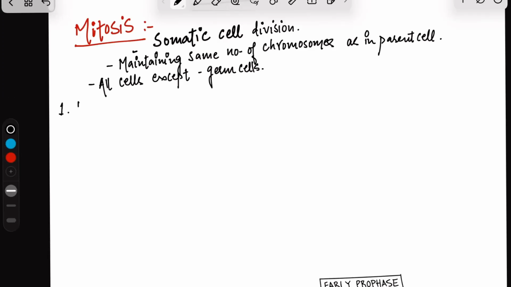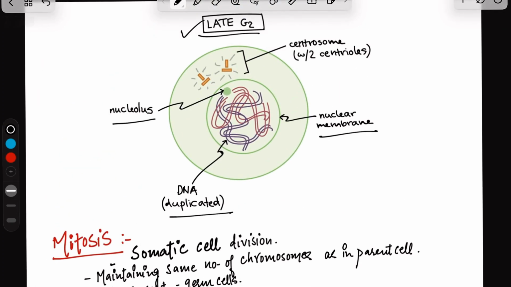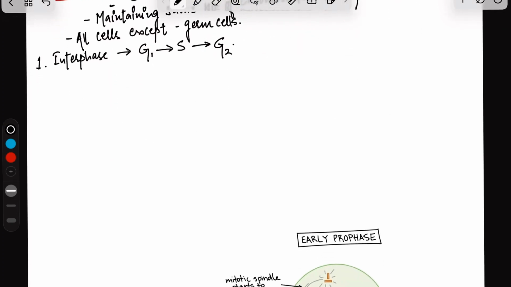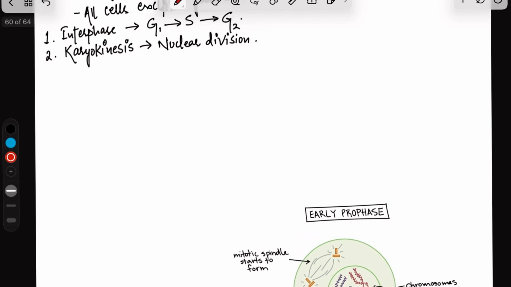So next we will go to the mitosis phase. Mitosis is somatic cell division. Here the number of chromosomes stays the same as that of the parent cell, and it occurs in all cells except the germ cells, where meiosis takes place. It also includes the interphase stage, which includes G1, S and G2 stages. Then comes karyokinesis, which is called nuclear division. Now karyokinesis is divided into the following phases.